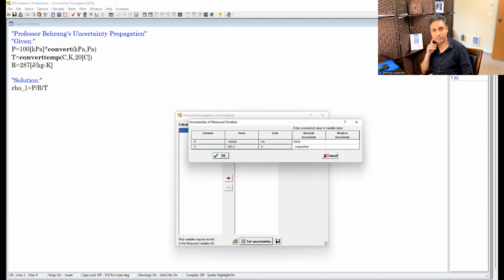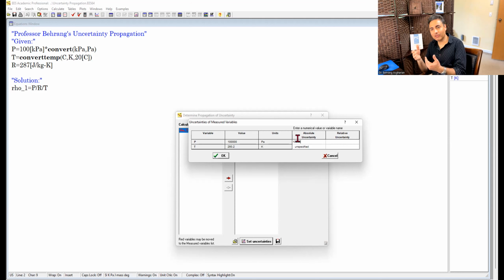10 kPa is 10,000 pascals. So when you put the absolute value, they have the same exact unit as the original variable. Or you can put this value in terms of relative uncertainty. Relative uncertainty doesn't have a unit. If you divide the value of 10,000 pascals over 100,000 pascals, that is 0.1, which is the relative uncertainty.